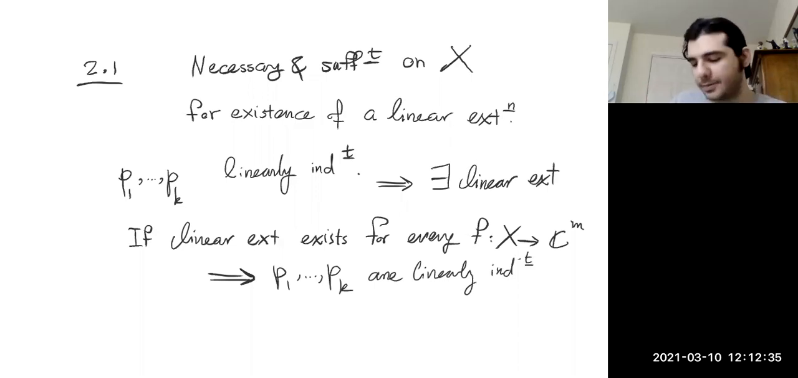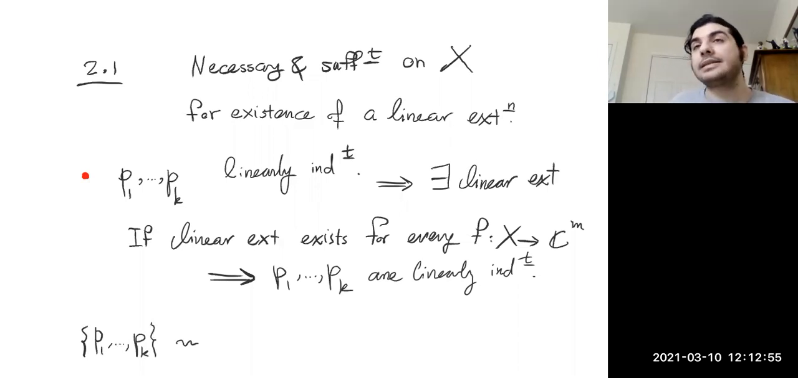So there are two things which I should prove. Let's look at the first part. Let's first assume the elements in X are linearly independent. Why can I always extend a map F to a linear map? Well, P1 up to Pk are linearly independent.